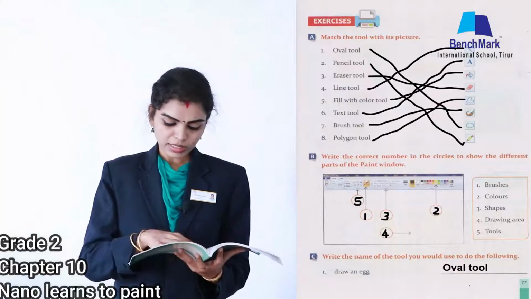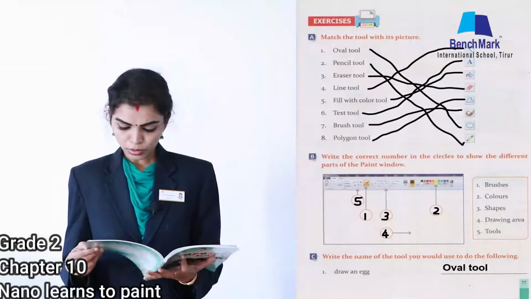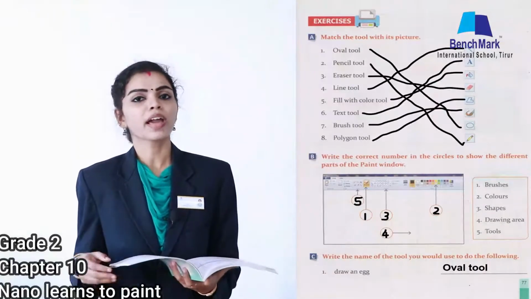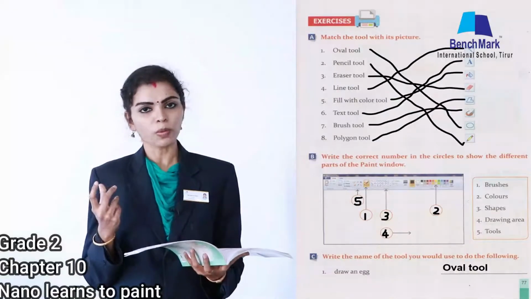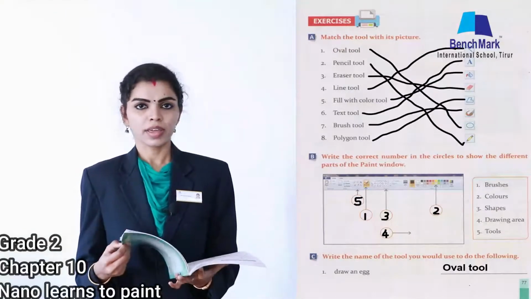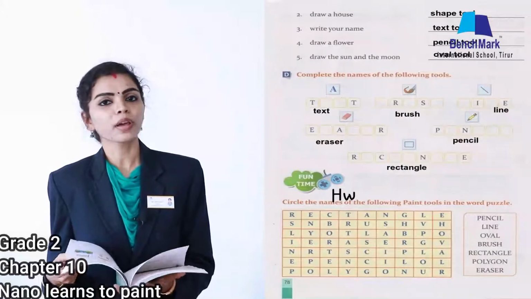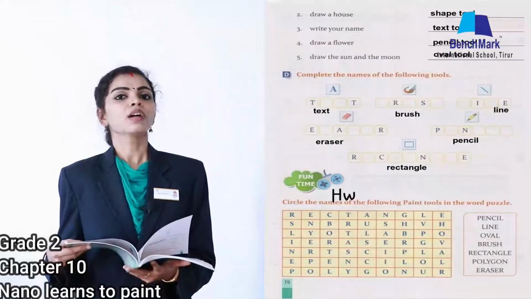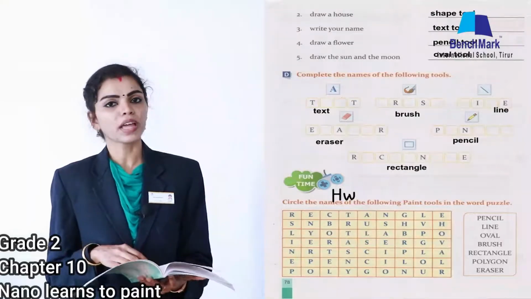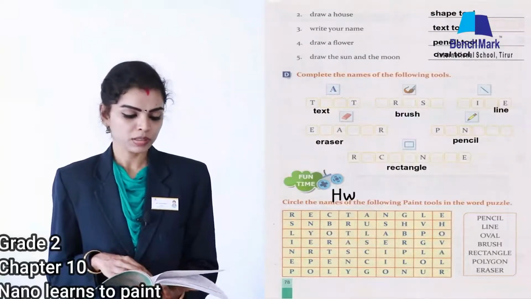So the next exercise is drag the name of the tool you would use to do the following. Draw an egg. For drawing an egg, how will the egg be? Egg will be in oval shape. So you need to just write oval tool. Okay. Draw a house. For drawing a house, which tool we use? We use shape tool. With the help of shape tool, we have different shapes, right? So with the help of it, we can draw a house.